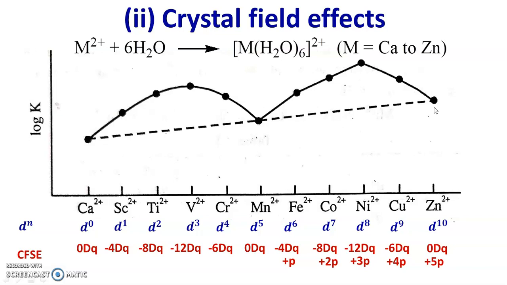And for calcium 2+, manganese 2+ and Zn2+, the crystal field stabilization energy is 0, hence the stability constant is as expected, that is, the expected value of log K and the observed or experimental value of log K are the same. And vanadium 2+ and nickel 2+ show the highest log K values. So this is about the crystal field effects on the stability constants.